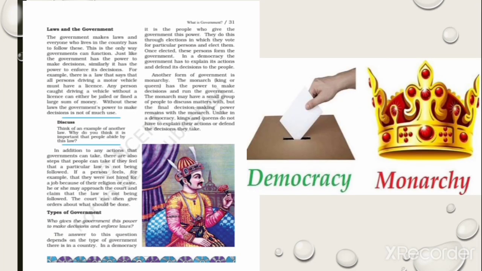Next, laws and the government. The government needs laws to maintain peace and order in society. Law establishes justice. It is meant to achieve constitutional ideals, equality, and the right against discrimination.